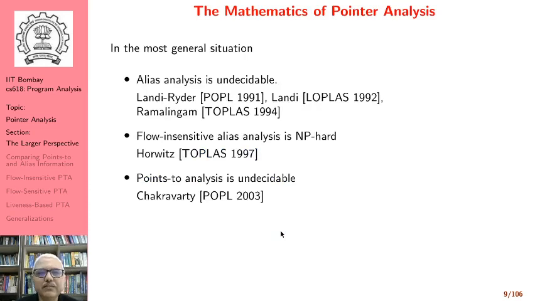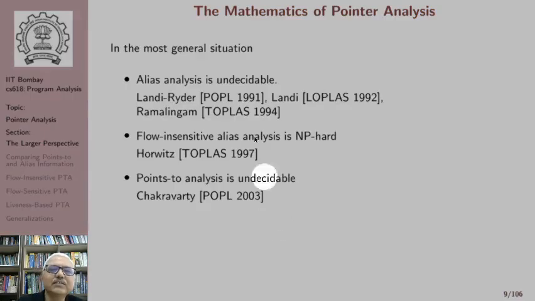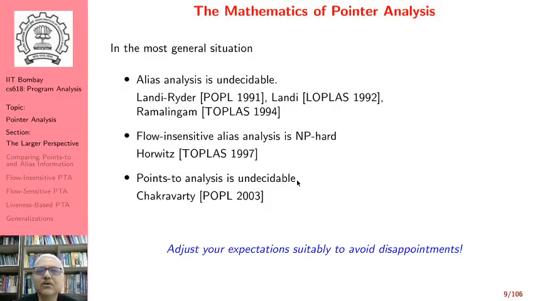So the mathematics of pointer analysis is very, very pessimistic. There are lots of results which say that in the general situation, alias analysis is undecidable. Flow insensitive alias analysis is NP-hard, points-to analysis is undecidable. So what mathematics is telling us is that we should forget about getting a precise answer of points-to analysis. We have to adjust our expectations suitably to avoid disappointments.